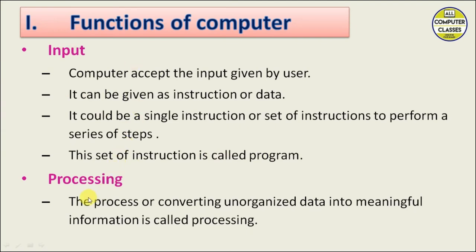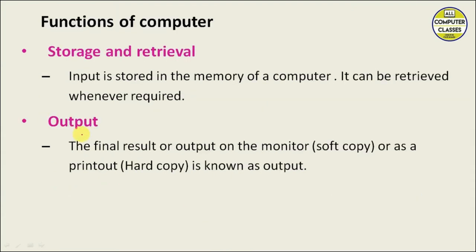So next is processing. The process of converting unorganized data into meaningful information is called processing. Okay, next is storage. So the processed data is stored, and whenever it is required it is retrieved. Then the output is given on the output devices, right? So the basic function of computer is to take some input, process it, and give the output, and the output is stored and later on retrieved.